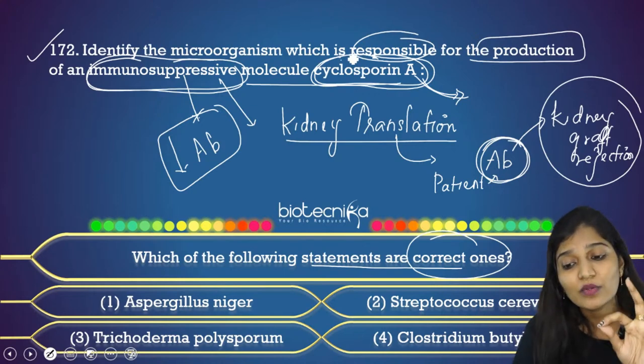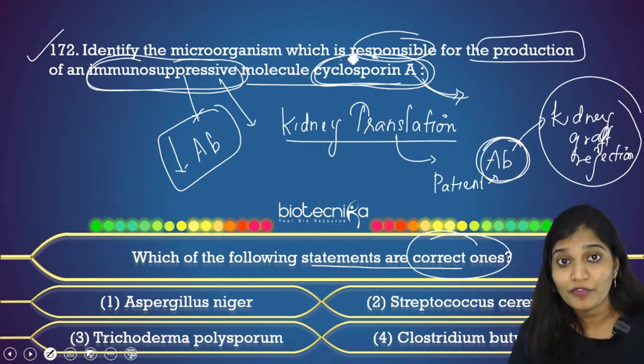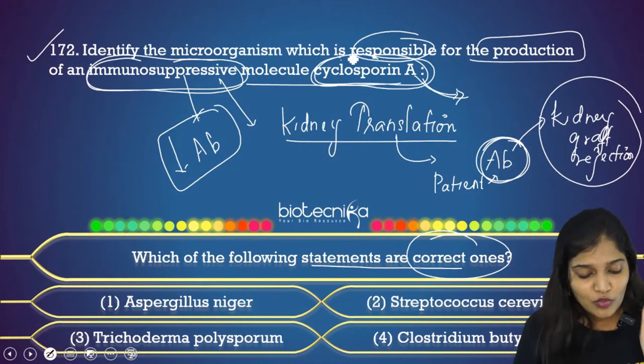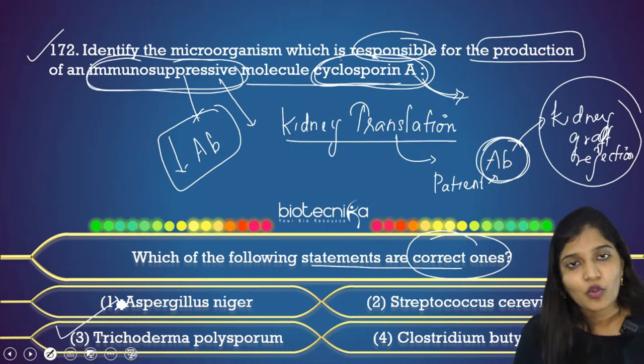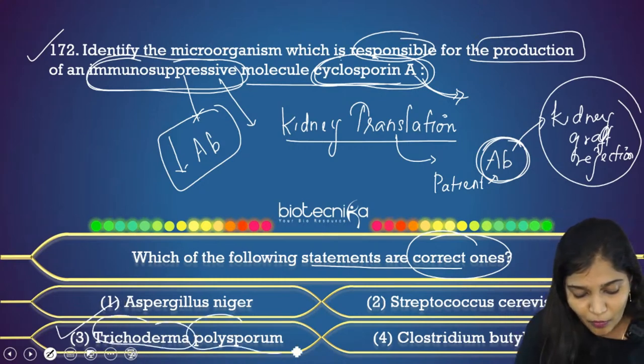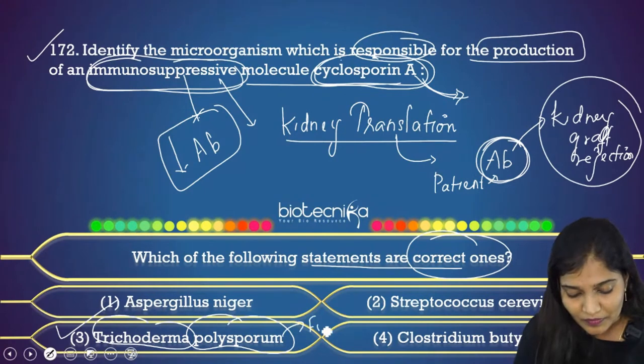Where is this cyclosporin actually prepared from, which organism? It is actually going to be a fungus. So the answer is option number 3, which is Trichoderma polysporum, which is a fungus.